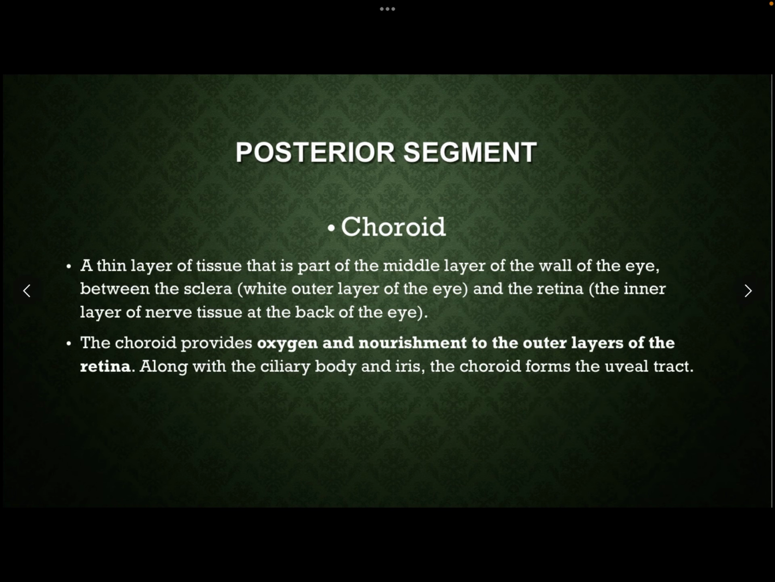Next is the choroid, a thin layer of tissue that is part of the middle layer of the wall of the eye between the sclera and the retina, the layer of nerve tissue at the back of the eye. The choroid provides oxygen and nourishment to the outer layers of the retina, along with the ciliary body and iris. The choroid forms the uveal tract. We'll talk later about the uveal tract in another video, because this video is going to be too large if we talk about the uveal tract.